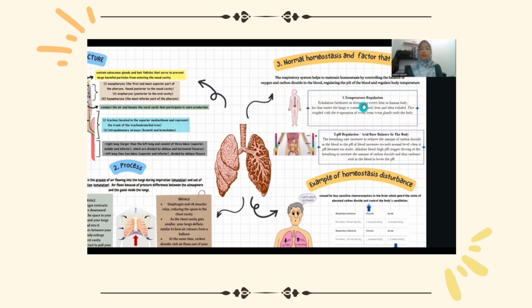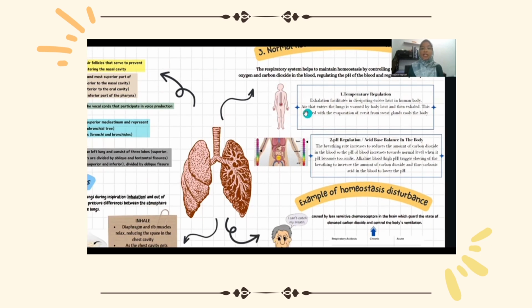The first one is temperature regulation. Exhalation facilitates dissipating excess heat in the human body. Air that enters the lung is warmed by body heat and then exhaled. This, coupled with the evaporation of sweat from sweat glands, cools the body.